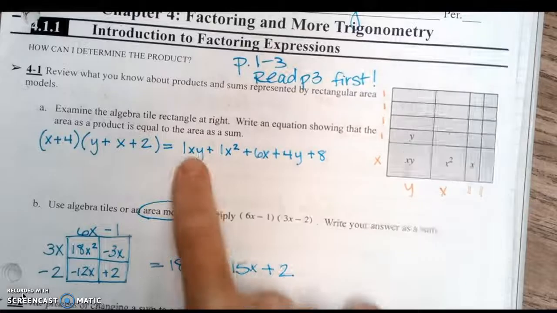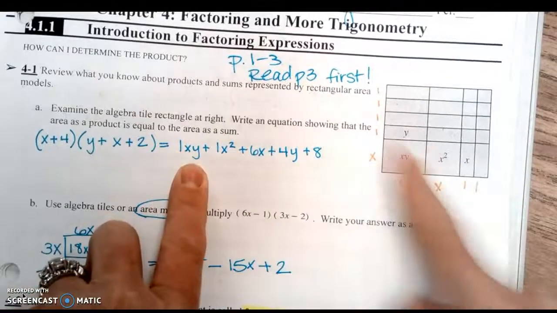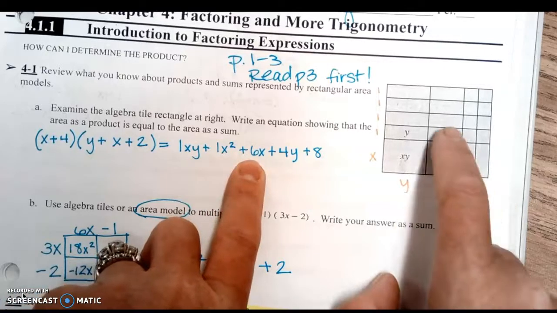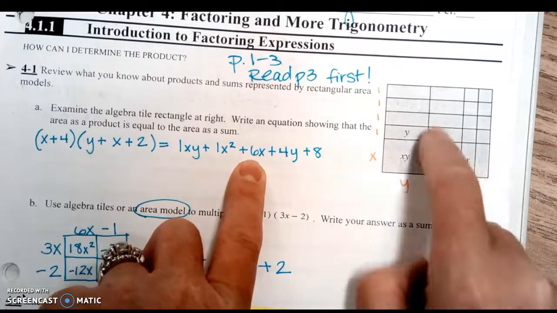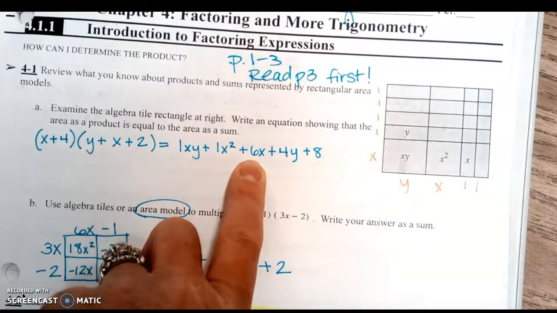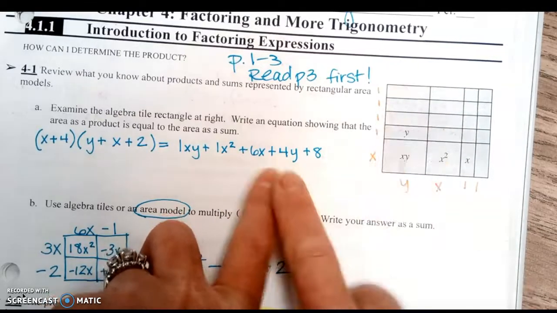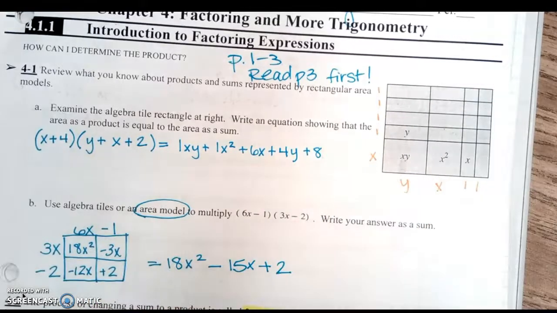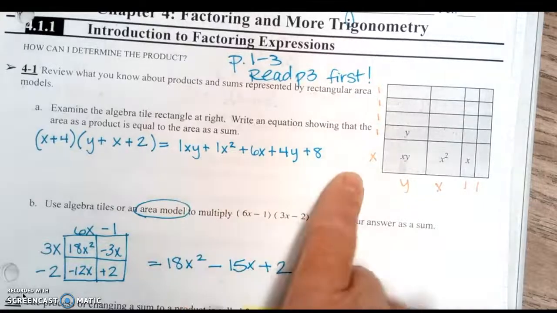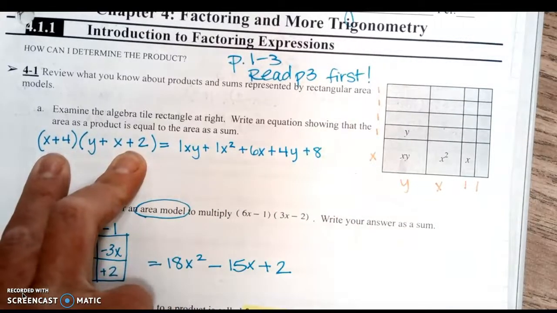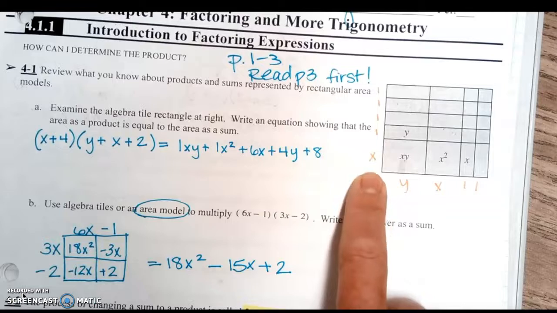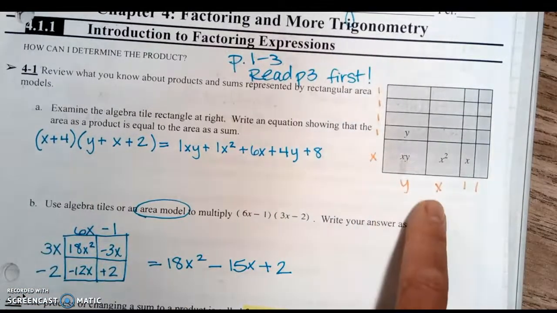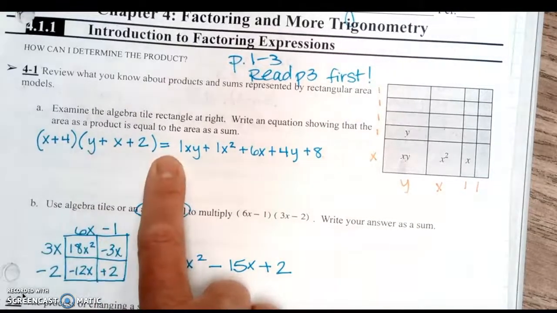Okay? So as a sum would be the inside. That's our xy. We have 1 x squared. We have 1, 2, 3, 4, 5, 6 x's. We have 1, 2, 3, 4 y's. And we have 1, 2, 3, 4, 5, 6, 7, 8 units. Okay? That's as a sum. As factored, we're going to take the side. x plus 4 is the first binomial. And then y plus x plus 2 is the second trinomial. Okay?